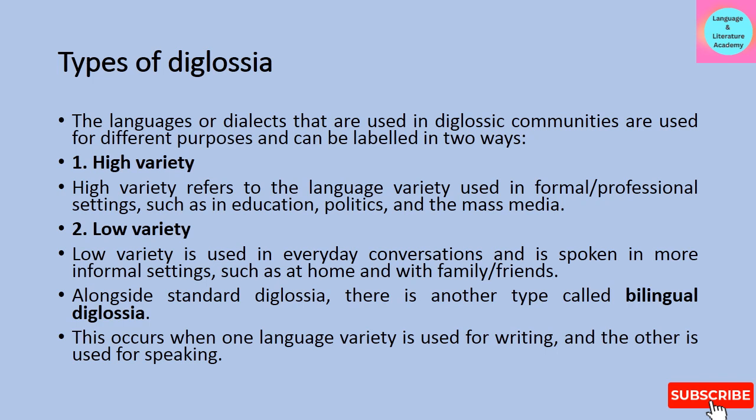Let's discuss different types of diglossia. The languages or dialects that are used in diglossic communities are used for different purposes and can be labeled in two ways. Number one, high variety and low variety, as I discussed earlier. High variety refers to the language variety used in formal professional settings such as in education, politics, and the mass media. And the low variety is used in everyday conversations and is spoken in more informal settings such as at home and with family and friends.